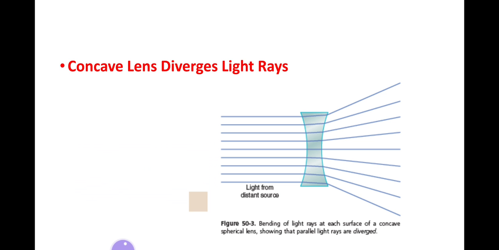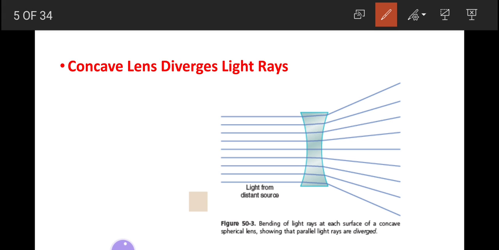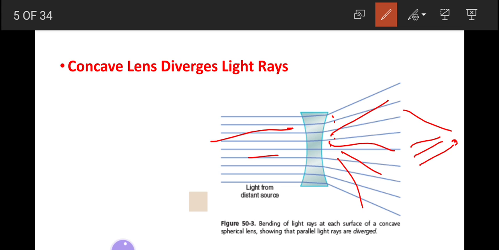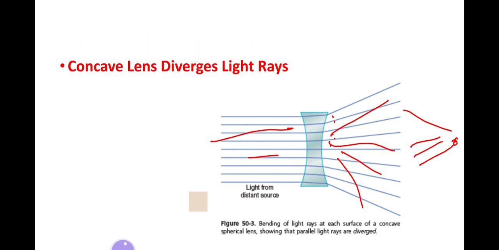Next is the concave lens. What is the function of concave lens? It bends the light rays at each surface, showing that parallel rays are diverged. It is not focused on one point like the convex lens.